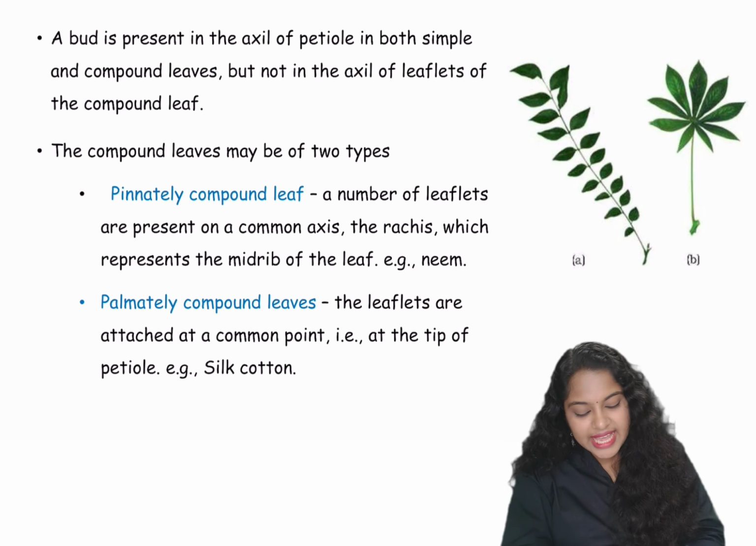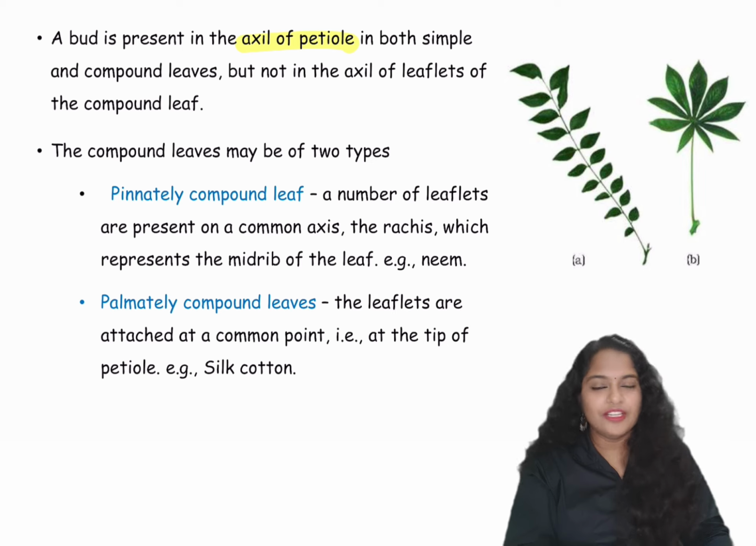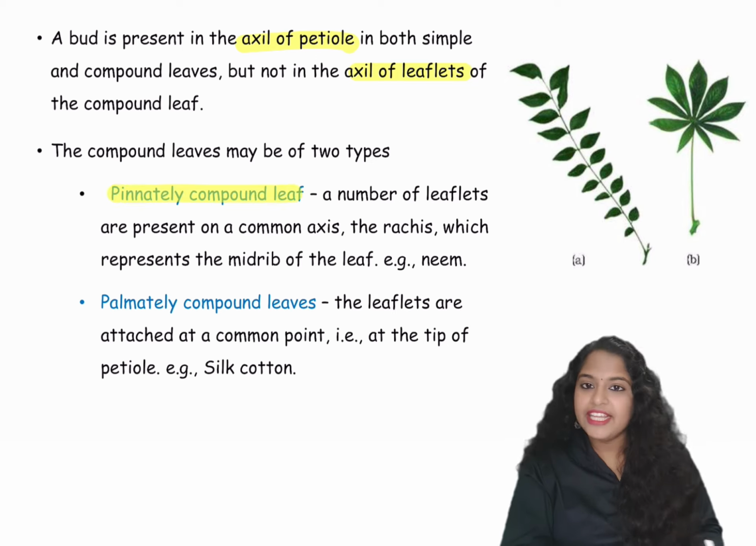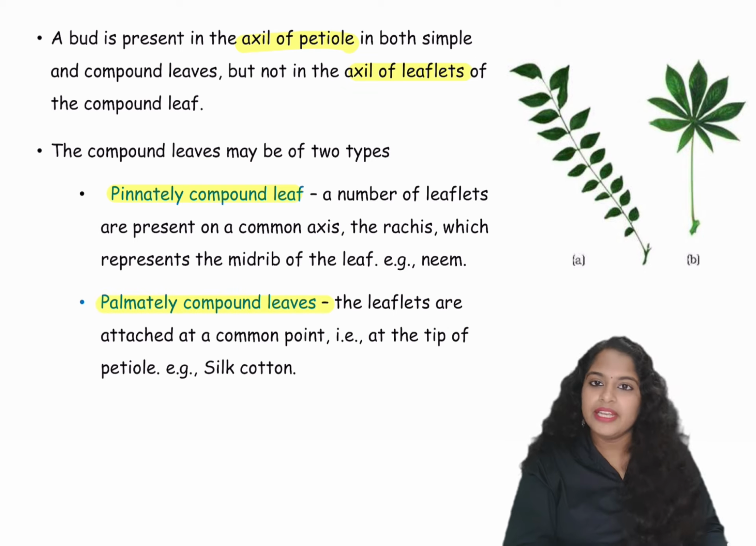Buds are present in the axil of the petiole in both simple and compound leaves. But these buds are not present in the axil of leaflets in compound leaves. There are two types of compound leaves. One is pinnately compound and the other one is palmately compound.